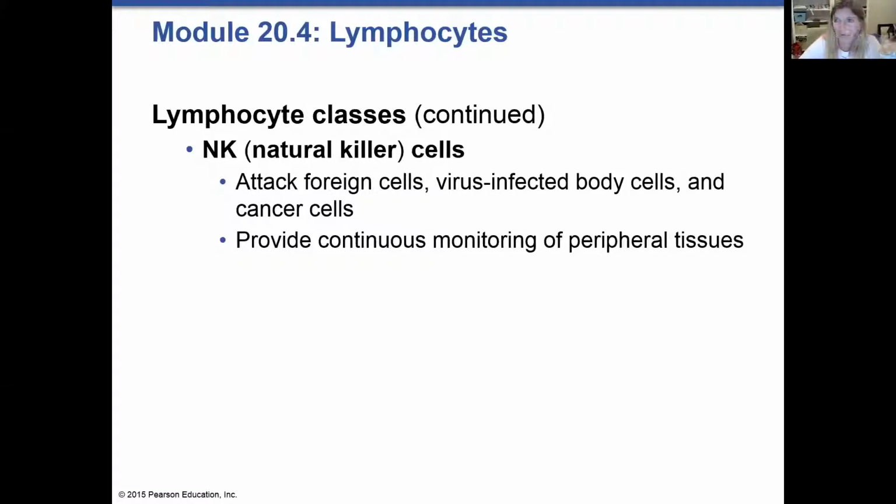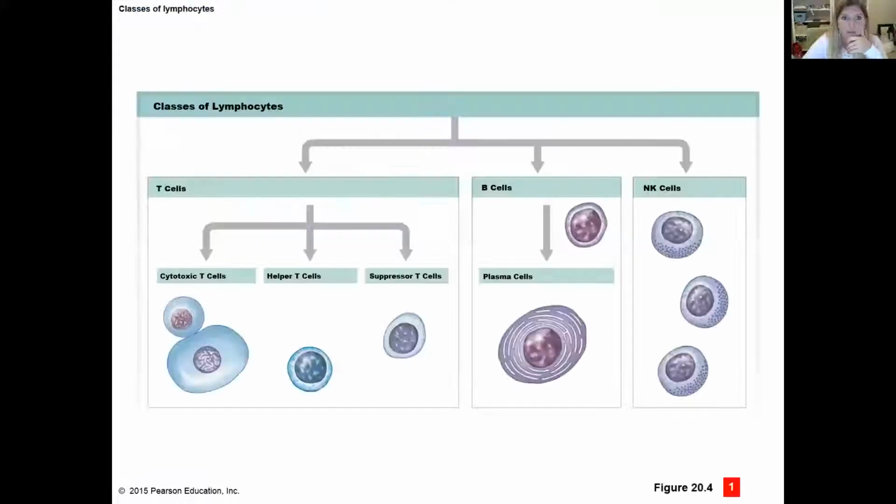It's all about making sure that there are different backup plans to defeat any type of attacker in the body. And that's where natural killer cells come into play. Natural killer cells, or NK cells, will attack foreign cells, your own body cells, cancer cells, or virus cells that have been infected or mutated in some way. So this is continuous monitoring of all of the body tissues, checking them, making sure they're squared away, making sure that they're not mutated or infected by a virus.